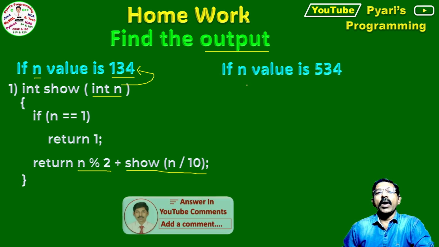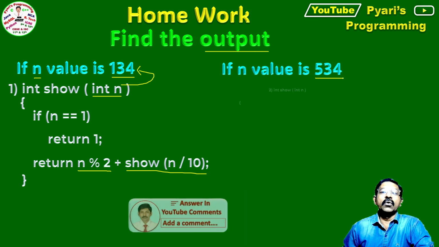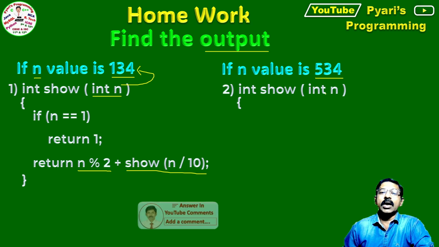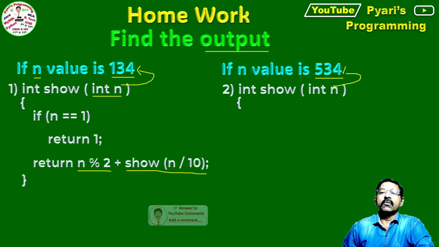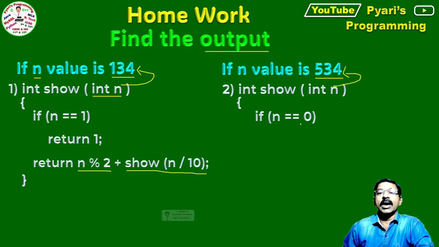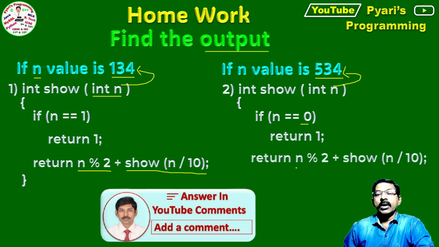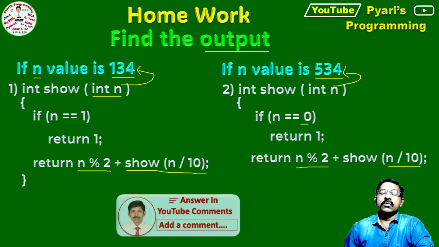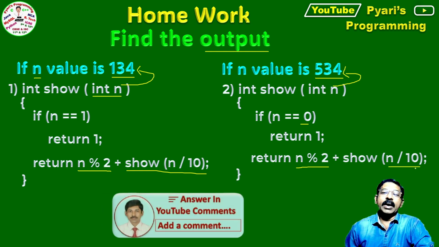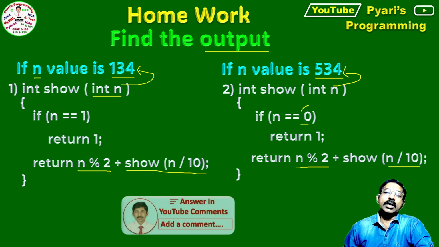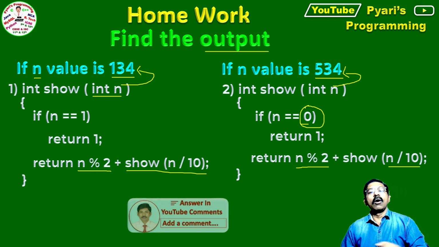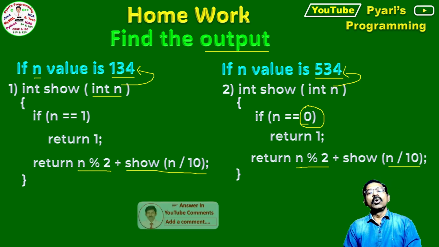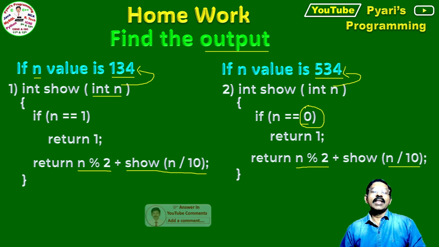Question number 2. If n value is 534, then look at the body. Yes, it is the same. Here the show method formal parameter is 534. The base condition is changed. The base condition says that if n is equal to 0, return 1. Okay. What is the non-executable part? n modulo 2 is the same, plus the recursive call with n by 10, the actual parameter is n by 10, and the close of the method. Only this part is changed. So what will be my output? Let's see how many of you are able to do this. With this, thank you.